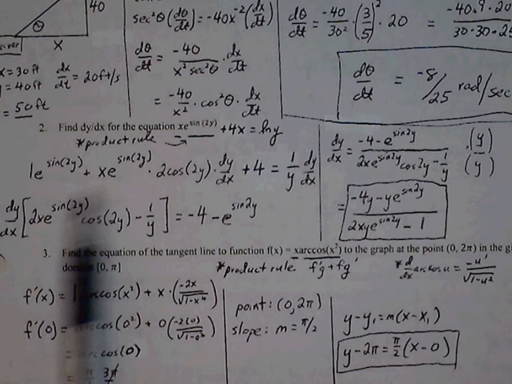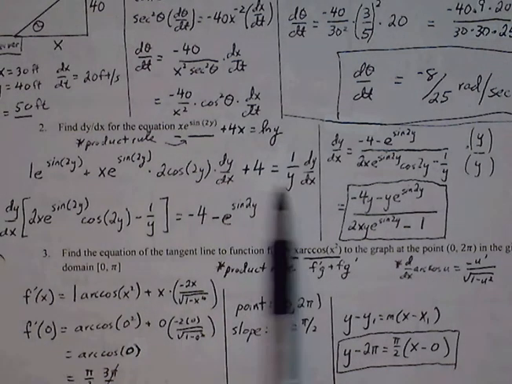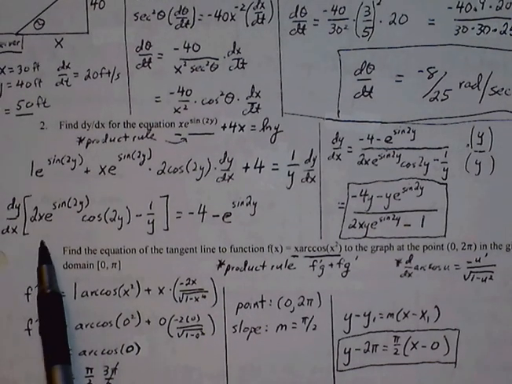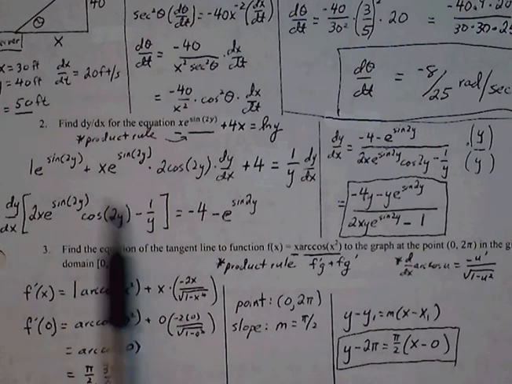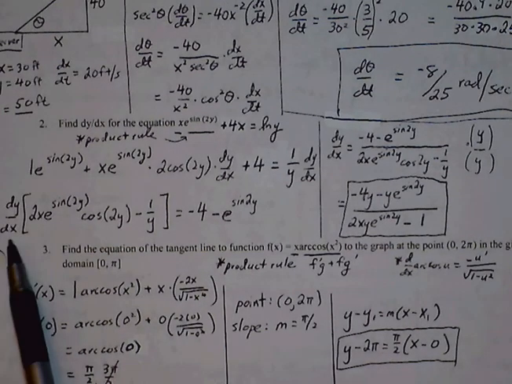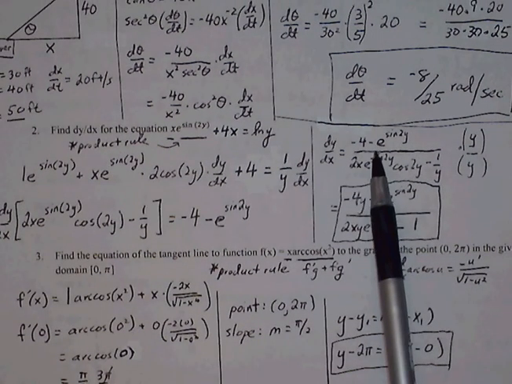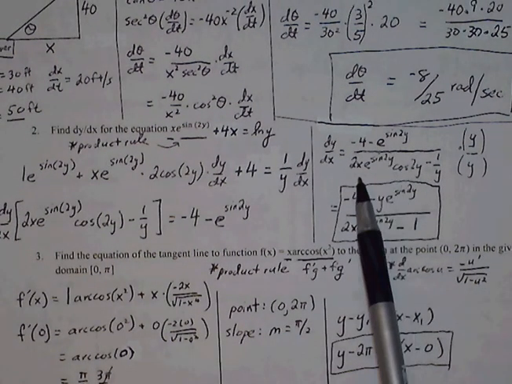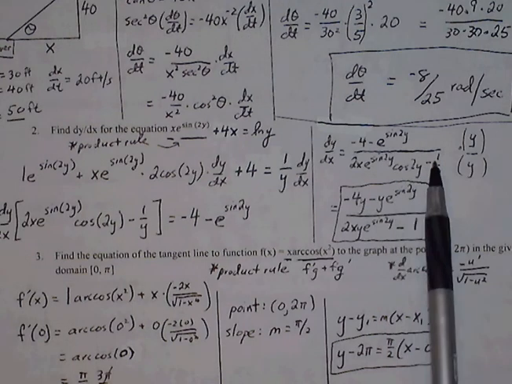Okay. These two terms I'm going to put on the left side, and then everything else I can put on the right side. We're trying to solve for dy/dx, so divide both sides by the dy/dx coefficient. Negative 4 minus e to the sine of 2y, all over e to the sine of 2y cosine 2y minus 1 over y. We could leave this as the final answer.